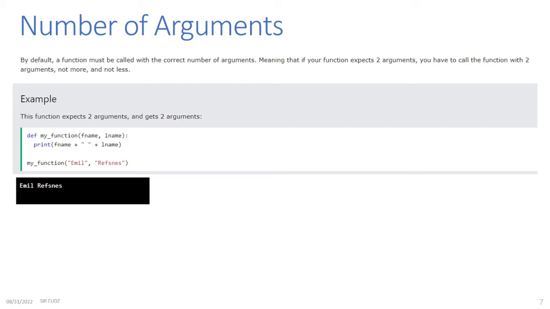By default, a function must be called with the correct number of arguments, meaning that if your function expects 2 arguments, you have to call the function with 2 arguments, not more, not less. So this function expects 2 arguments and gets 2 arguments. Define my_function with the parameters fname and lname. So print fname plus a space plus lname. So my_function("Emil", "Refsnes") will now print Emil Refsnes, with a space in between because of this one. We have 2 arguments because we have 2 parameters here.